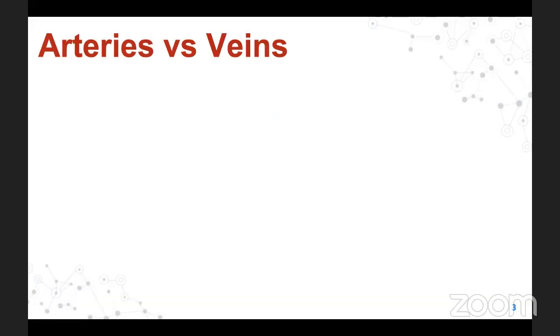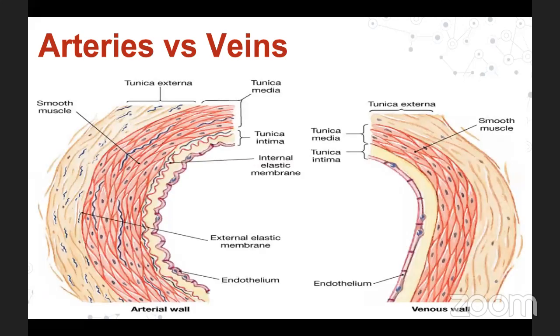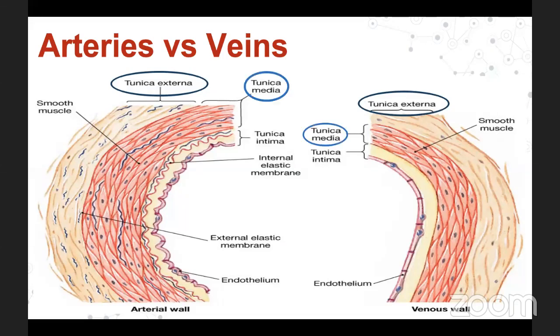We will start with the general structure of the arteries and veins and the main differences between them. If we look at the cross-section of the arteries and veins, we will find that the tunica externa looks the same between them, but the main difference is in the tunica media, which is bigger in the arteries than veins. And regarding the tunica intima, it's folded in the arteries while straight in the veins.